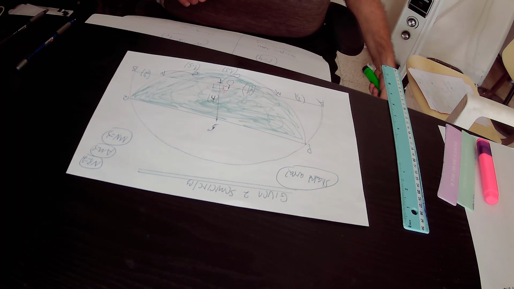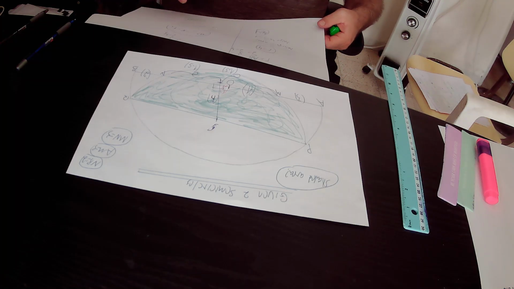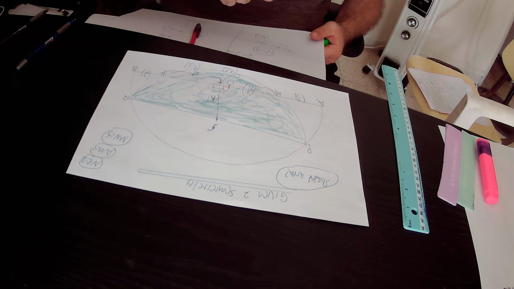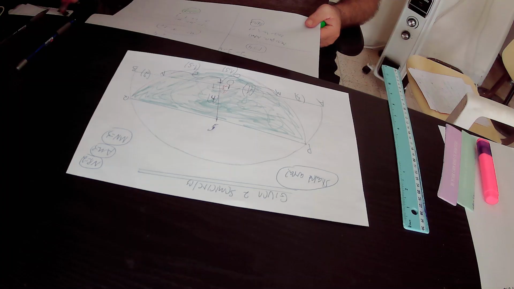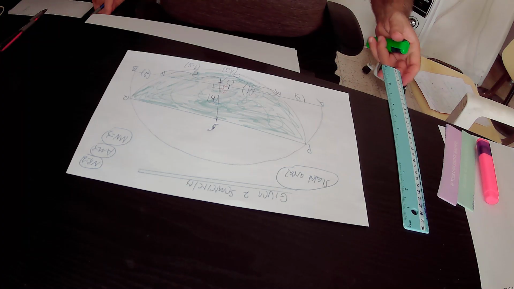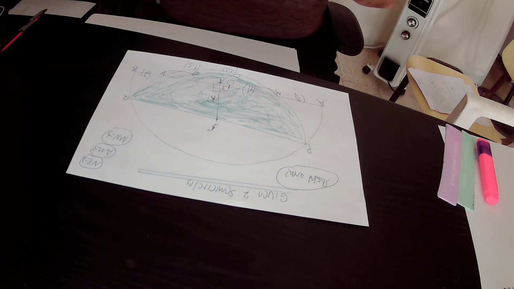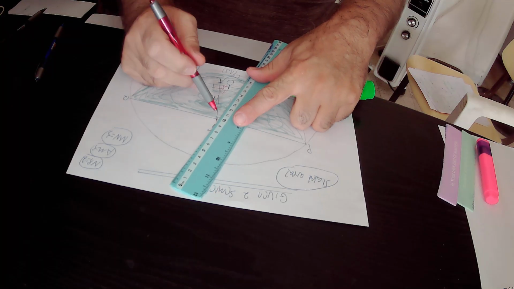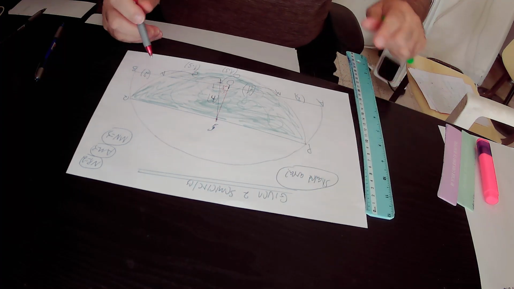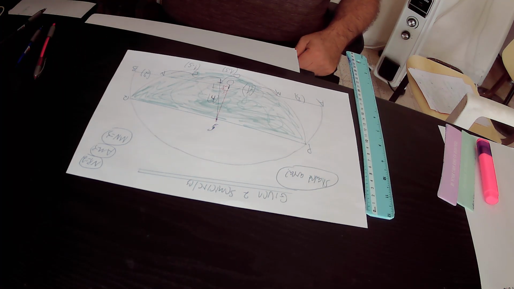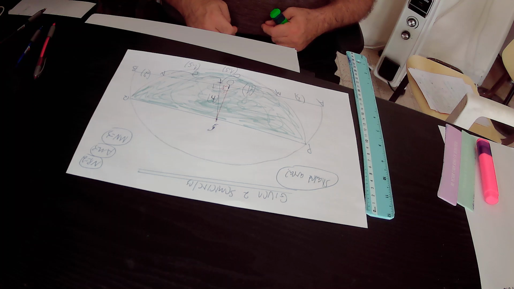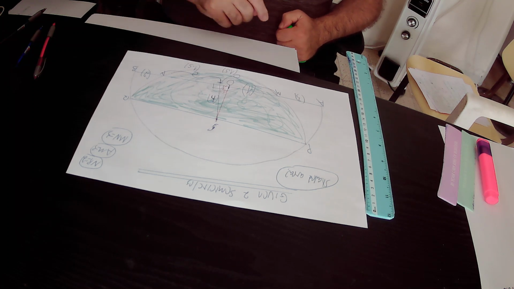In the next step, we will join points O and S together by a straight line. That is to say, we will join the centers of those two semicircles with each other by a straight line. Point O is the center of the big semicircle. Point S is the center of this small semicircle.